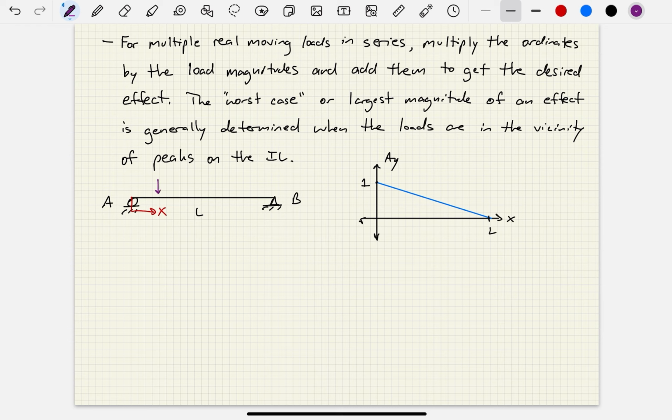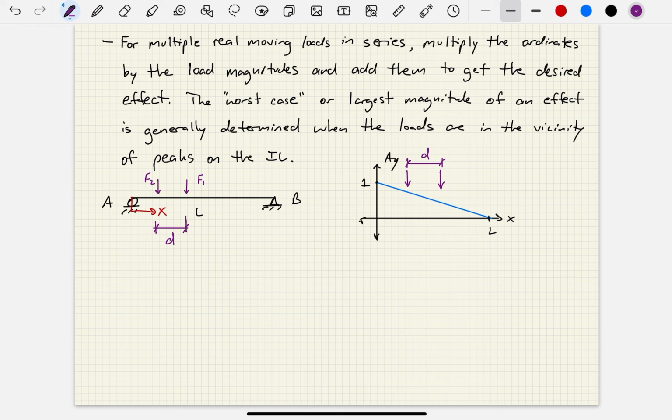that are in series. Let's say that we've got them like this, and this is maybe F1 and F2, and let's say that there's a distance in between them. So let's put this distance at D right here. All right, so the question becomes, how do we reconcile this? Well, we slide these loads along this influence line with that controlled distance D in between them, okay?